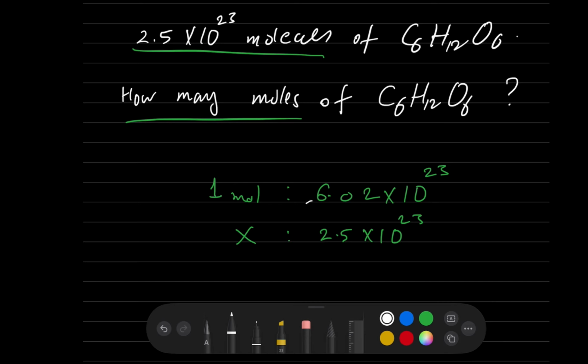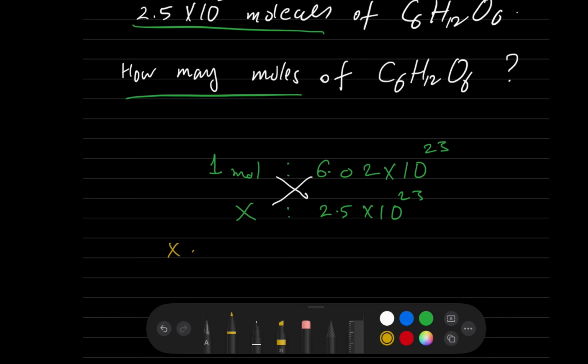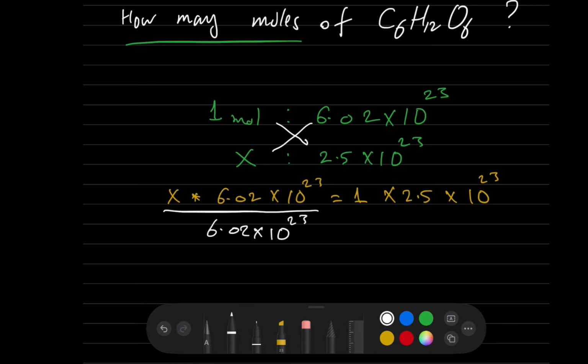And just make a cross multiplication at this point. We can say X times 6.02 times 10 to the power 23 equals 1 mole times 2.5 times 10 to the power 23. Then, in order to make the calculation, we divide over 6.02 times 10 to the power 23 in order to keep X alone, and we do the same process on the other side, 6.02 times 10 to the power 23. And then the answer is going to be 0.415 mole of C6H12O6.